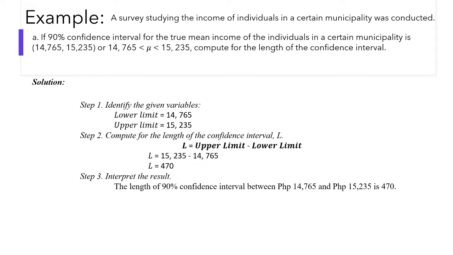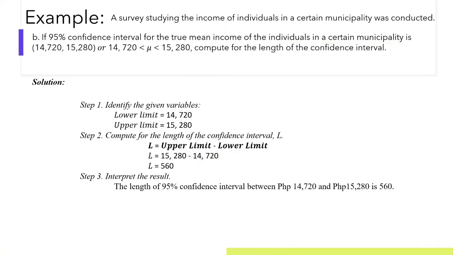Step 2. Compute for the length of the confidence interval L. Since the upper limit and the lower limit are given, we will use the formula L is equal to upper limit minus lower limit. That is, L is equal to 15,235 minus 14,765. That is, your L is equal now to 470. Step 3. Interpret the result. Hence, the length of the 90% confidence interval between 14,765 pesos and 15,235 pesos is 470.